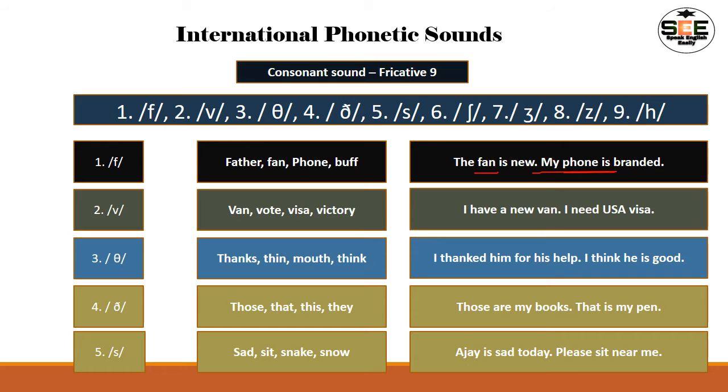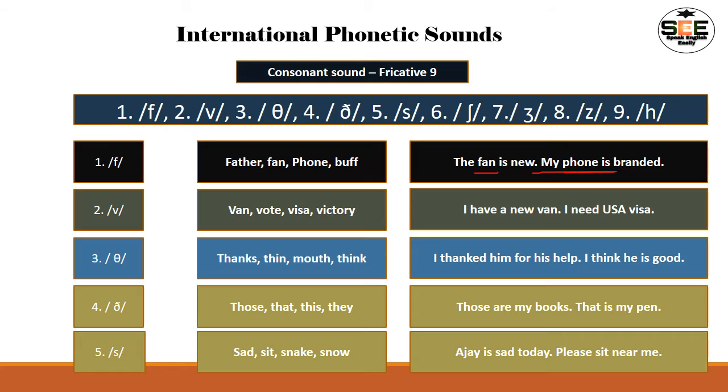So let's see some words: van, vote, visa, victory. Some non-native English speakers wrongly pronounce this sound. What they do is say wan, wote, wisa, wictory. That's wrong, it is the v sound. Van, vote, visa, victory. So let's see some sentences so that it can be crystal clear for us.